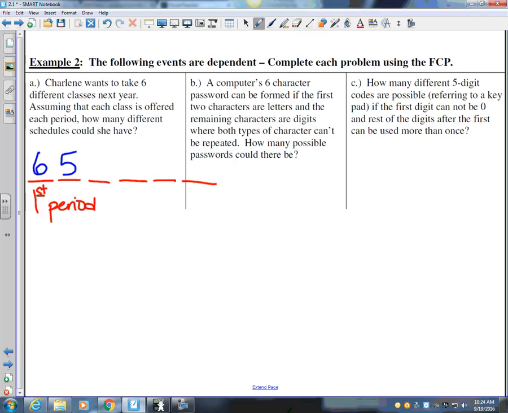Okay? All right, what about for third period? 4, because now she's already chosen 2, so there's only 4 left. What about for this one? 3, and then 2, and then 6th period, she's got whatever class is left on the list. Okay? All right, what are we doing with those numbers? Multiplying them. Anybody already have that answer? 720. So that's how many different possible schedules she could have. Different schedules.